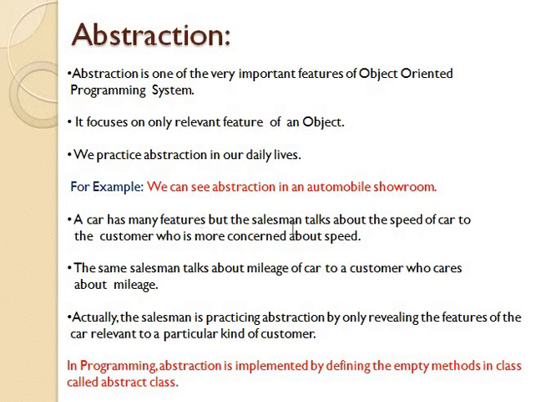A car has many features, but the salesman talks about the speed of the car to that customer who is more concerned about speed. And again, the same salesman talks about the mileage of a car to that customer who cares about mileage. So the salesman is practicing abstraction by only revealing the features of the car relevant to a particular kind of customer.